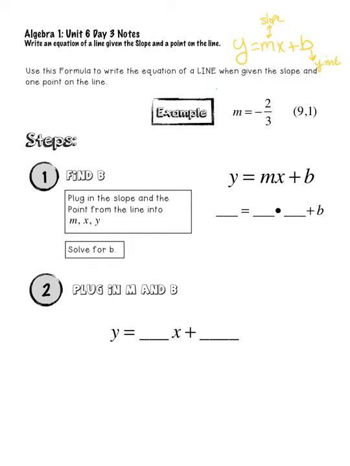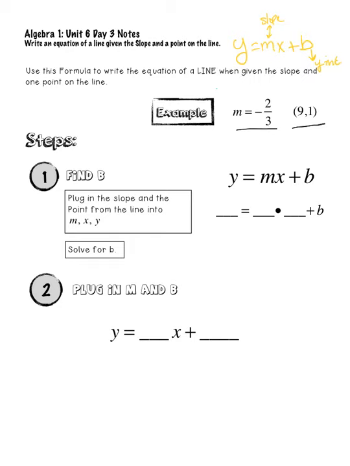So you're going to use this formula, y equals mx plus b, to write the equation of a line when we give you 1 point and the slope. So here you go. We're going to find b. We're going to find the y-intercept when we're given the slope and a point on the line. We don't know where this line crosses the y-axis, but we're going to find it mathematically.